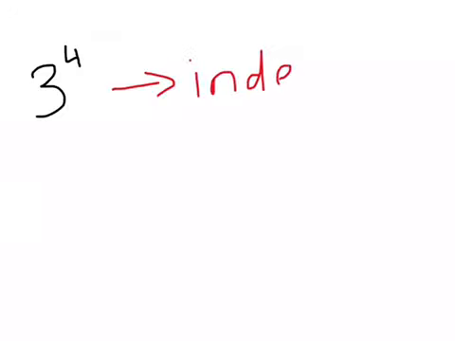So when you're looking at index form, so the shorthand way, we need to make sure we know the difference between index form, expanded form, and when the question is asking for the answer. So let's say we have 3 to the power of 4. The shorthand way is what we call index form. Index form or index notation, because it has a little index here.